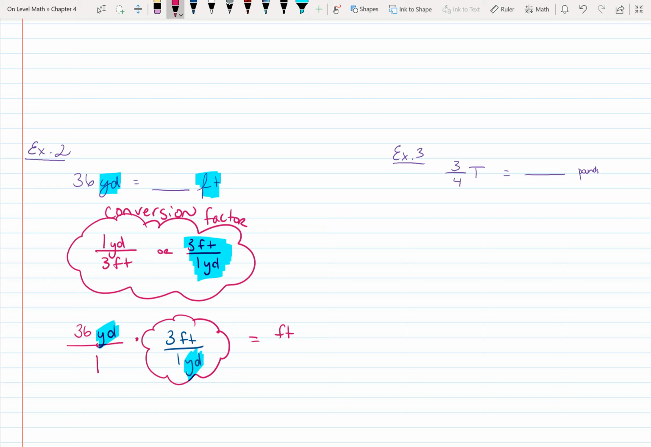Alrighty, so then we just multiply straight across, right? So 36 times 3. 36 times 3 gives us, and maybe we don't know, so let's do some side work actually. 36 times 3. 3 times 6 is 18. 3 times 3 is 9, plus 1 is 10. So, let me scoot this over. 108 feet. And then 1 times 1 is 1. So it's just 108 feet. And that is our final answer.